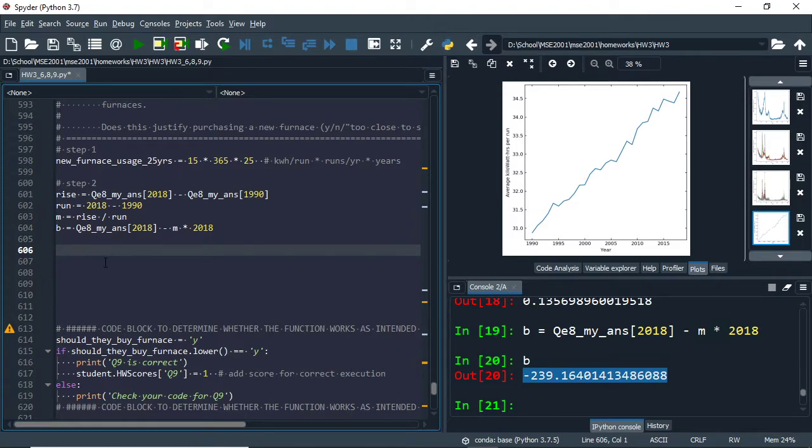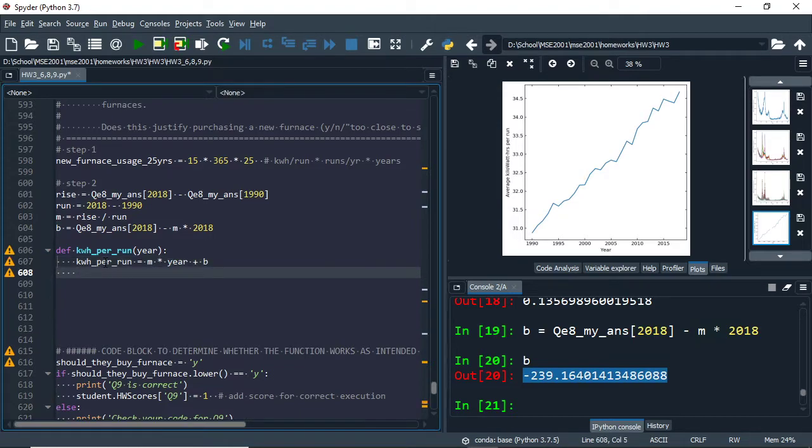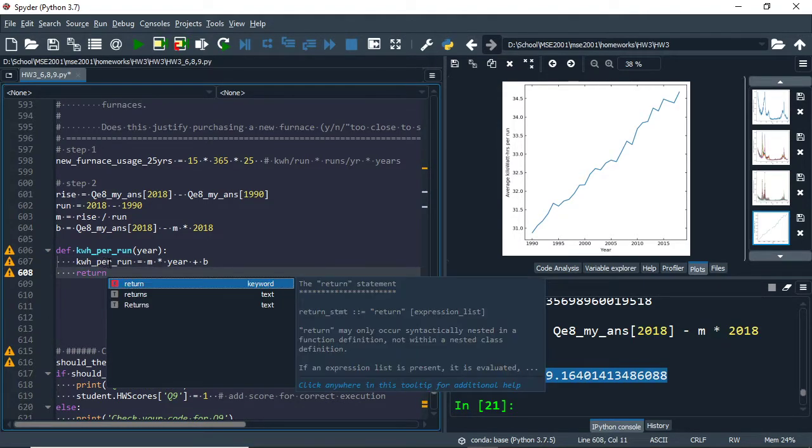Okay, well, the next thing I'm going to do is wrap this up in a nice pretty equation where I just need to give it the year. So we'll call this kilowatt hour per run, and you give it the year, and what you get back is kilowatt hour per run, where you have m times x, which is the year, plus your bias, and we'll return that value.